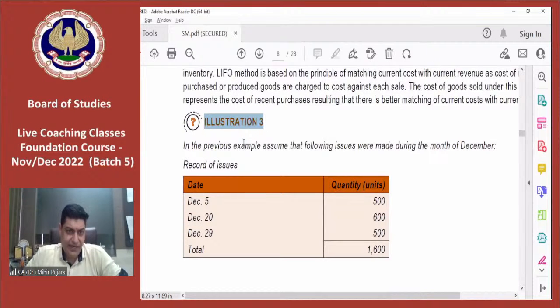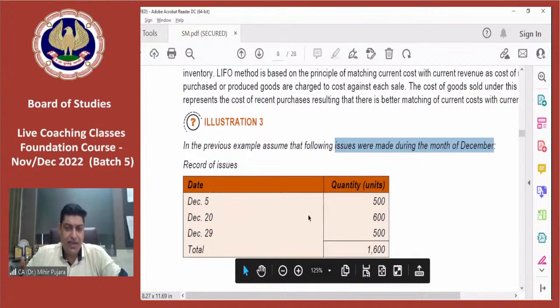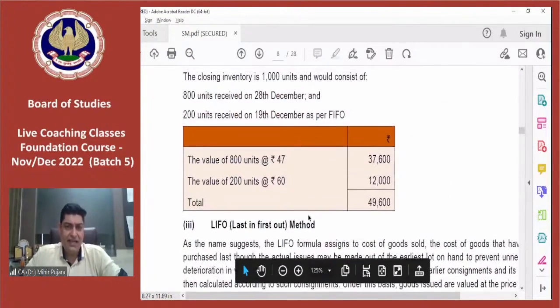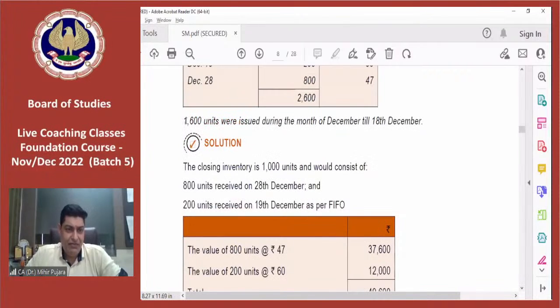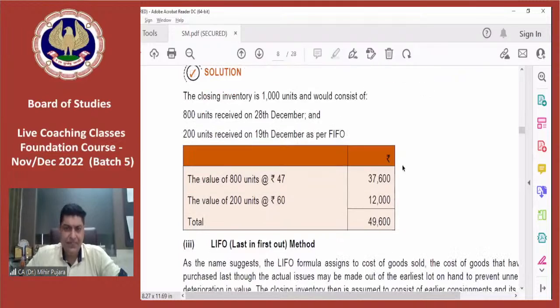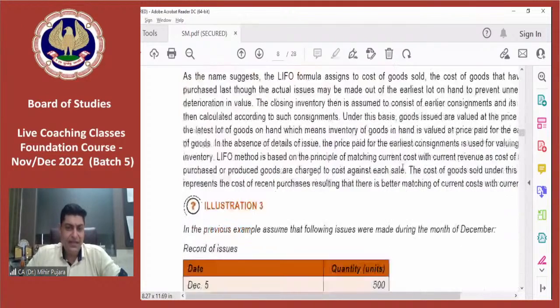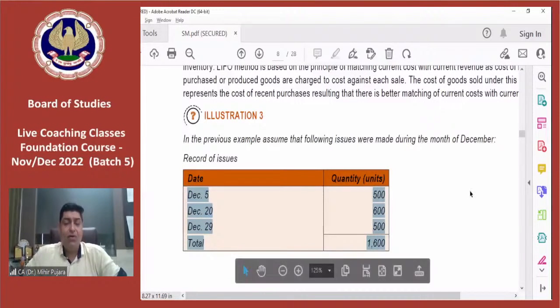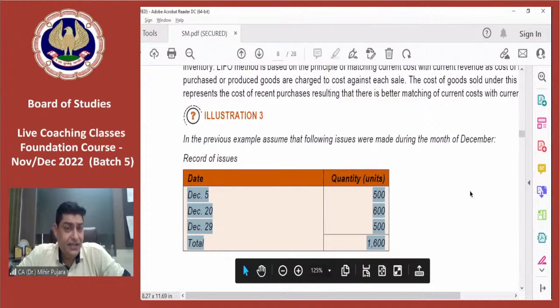And what they said, in the previous example, assume that the following issues were made during the month of December. So guys, see here in question number 2, we are issuing 1600 units, right? Here the different dates are given on which this 1600 units have been issued.